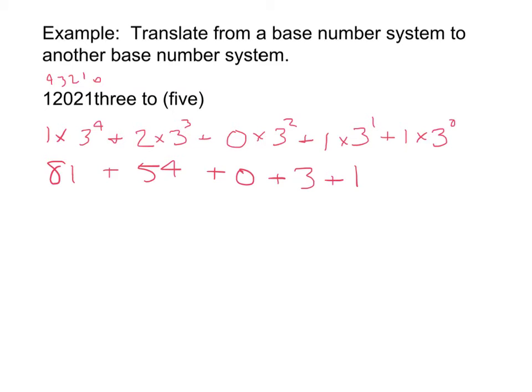So we plug that into the calculator, and we get 81 plus 54 plus 0 plus 3 plus 1. And then we just add those all together, and we get a total of 139. That is our base 10 number. So we're halfway there. We figured out that 1, 2, 0, 2, 1 in base 3 is really just 139. The next thing, which I'll continue on a new slide, is to figure out how we take that 139 and turn it into base 5.